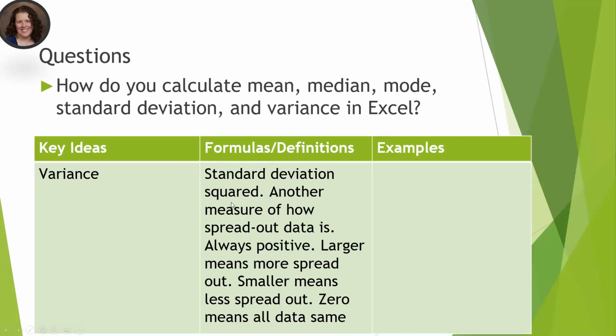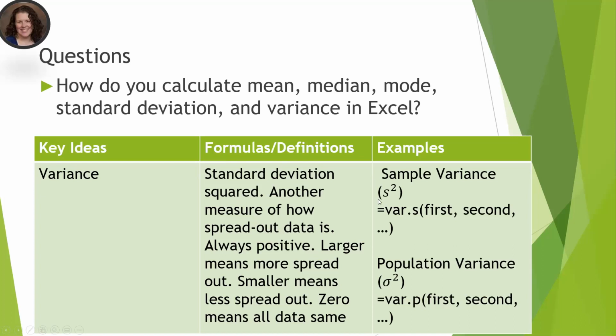Variance is another form to help you know how spread out the data is. It's just the standard deviation squared, which means variance is always positive. So of course, larger standard deviation and larger variance means that the data is more spread out. Smaller means it's less spread out. And if it's 0, it means your data is all the same. So for example, if your variance or standard deviation is 0, it means all of your children are exactly 5 years old. There's no change. Or you only have one child in your group.